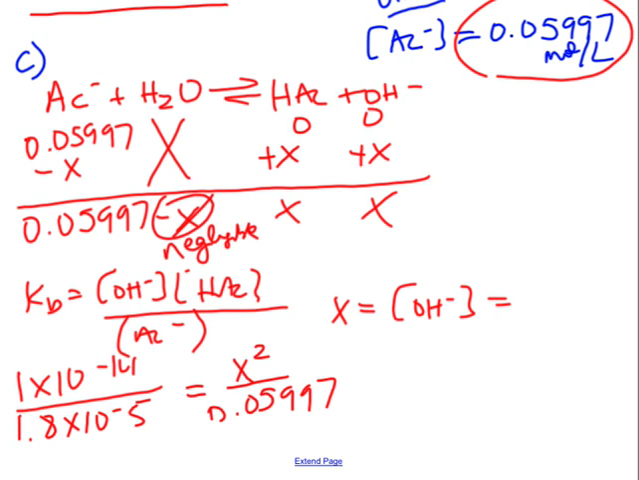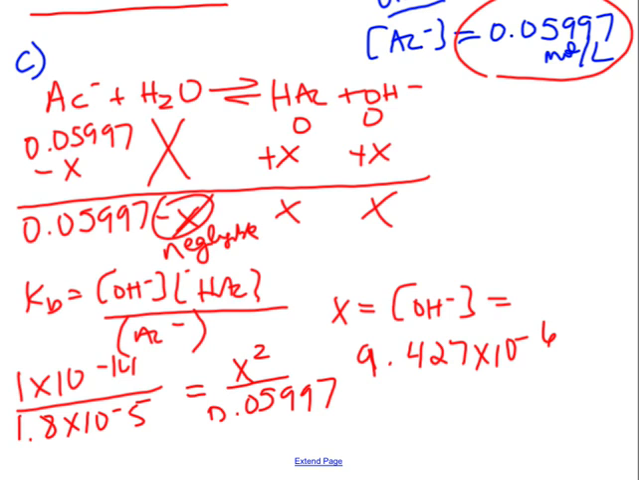I knew I forgot to do something before I started this video. I'm going to multiply 1.0 times 10 to the negative 14th times 0.05997. I'm going to divide by 1.8 times 10 to the negative 5th. And I'm going to take the square root of that. And I get an X, or an OH concentration, of 9.427 times 10 to the negative 6. I hope this is right because I'm doing it under pressure.